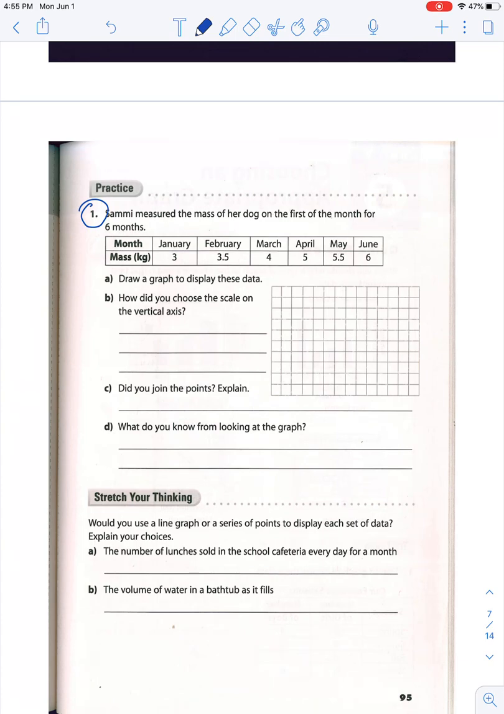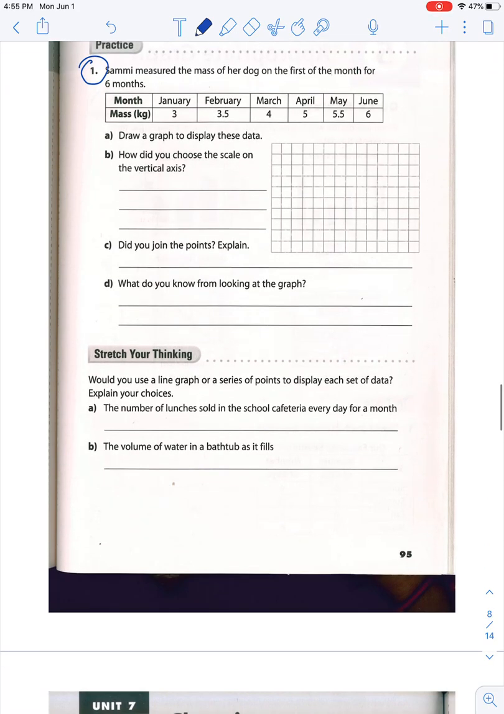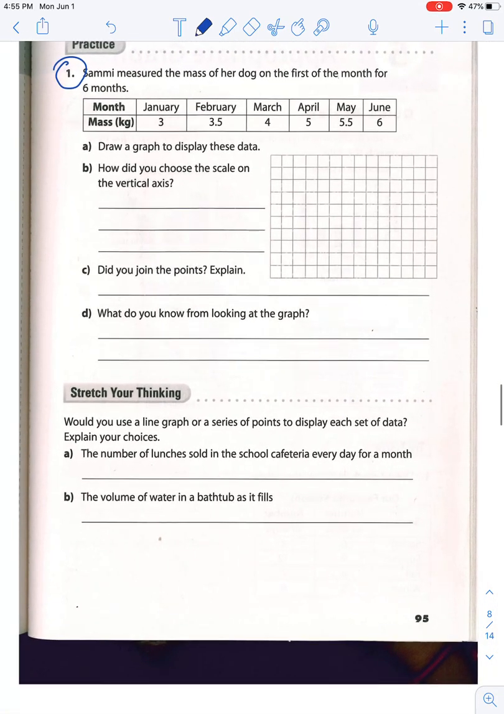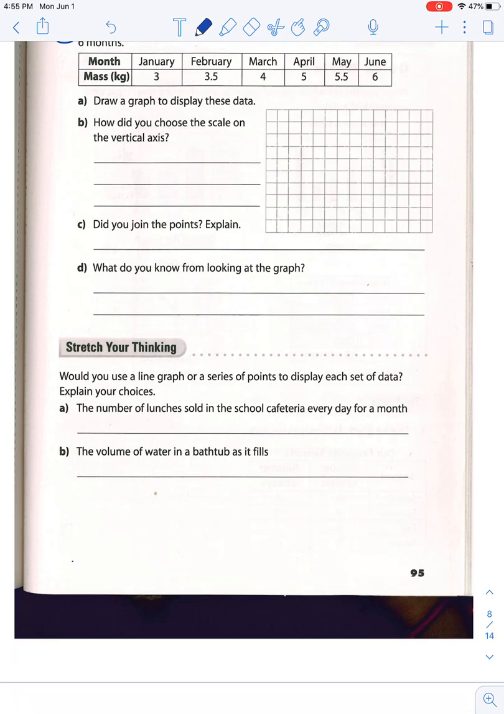Okay, next is Sammy measured the mass of her dog. Okay, this one you are going to be doing, and I'm going to be giving you comments on that individually. Just make sure that you've zoomed in on this one question. That'd be super. Okay, next one. Would you use a line graph or would you use a series of points to display the data in each of the different sets? Explain your choices.